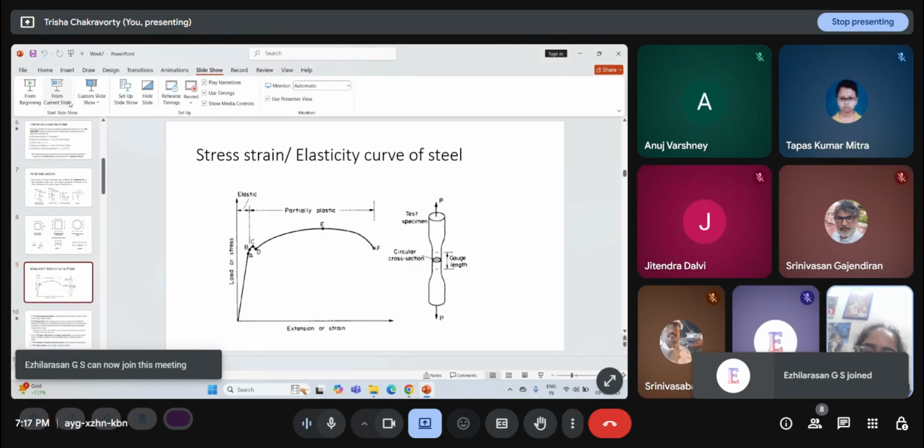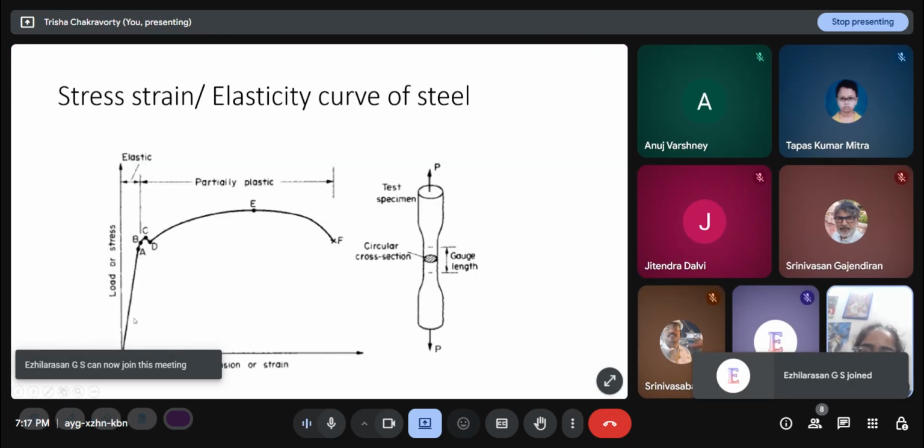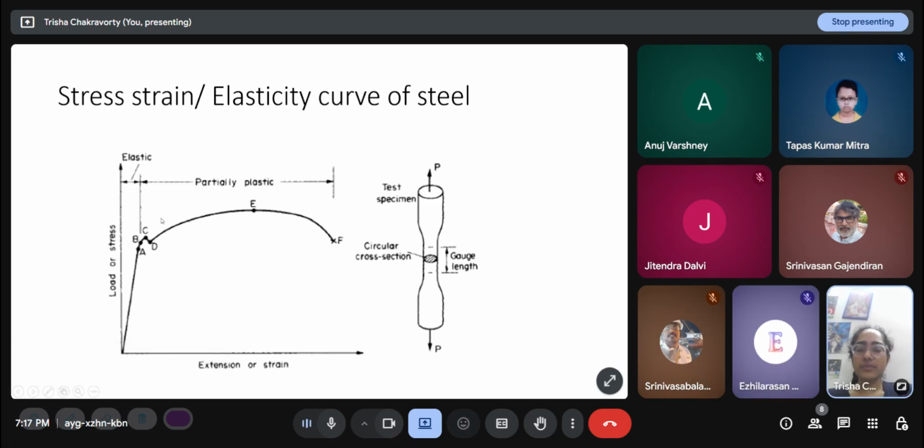And after that, we can see that there is a substantial drop in the slope. The slope here was quite high, and then suddenly it drops down. So that is called the yield point. C is the upper yield point, D is the lower yield point, and generally either of these two or the average of these two you can consider to be the yield stress. So the stress corresponding to this will be the yield stress Fy.